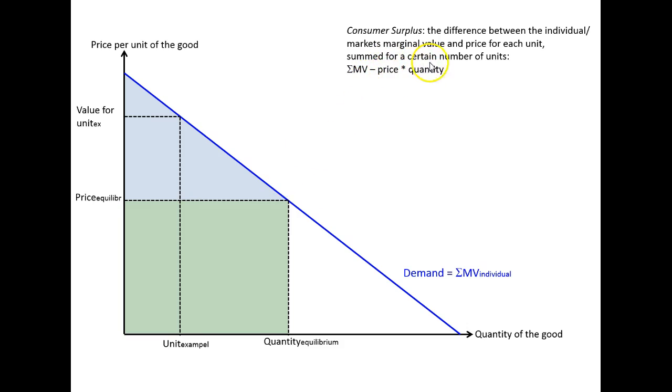And since it says sum for a certain number of units, we can look at it for the quantity from the example unit up to the equilibrium quantity, for instance. That indicates that this is the value for those units, and we have to pay that area down there. So the consumer surplus for those units will be this blue triangle, like that.